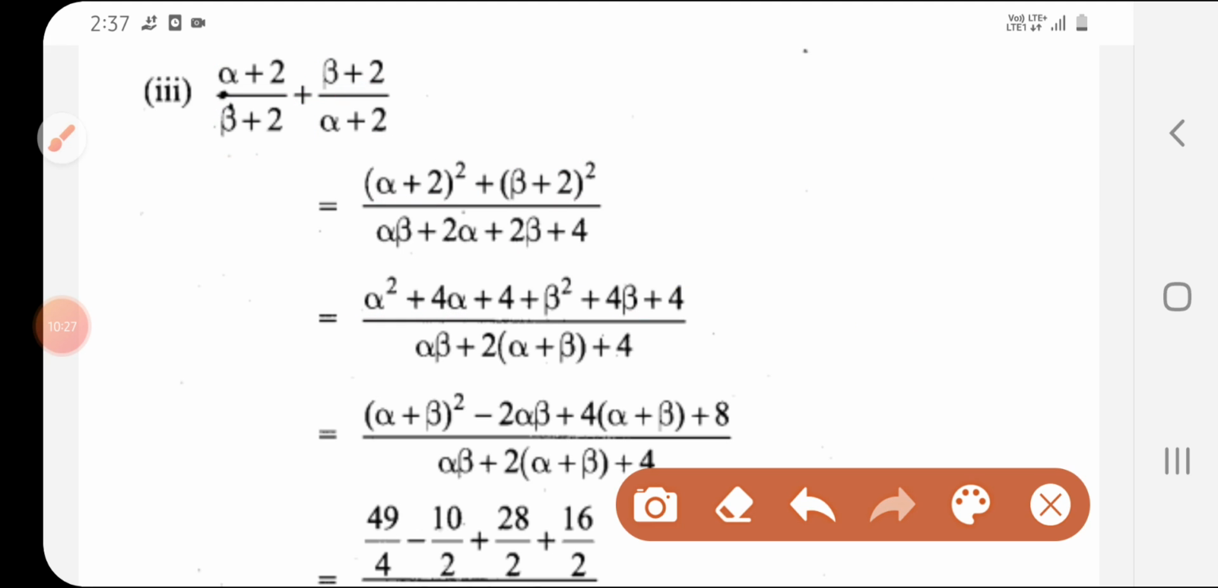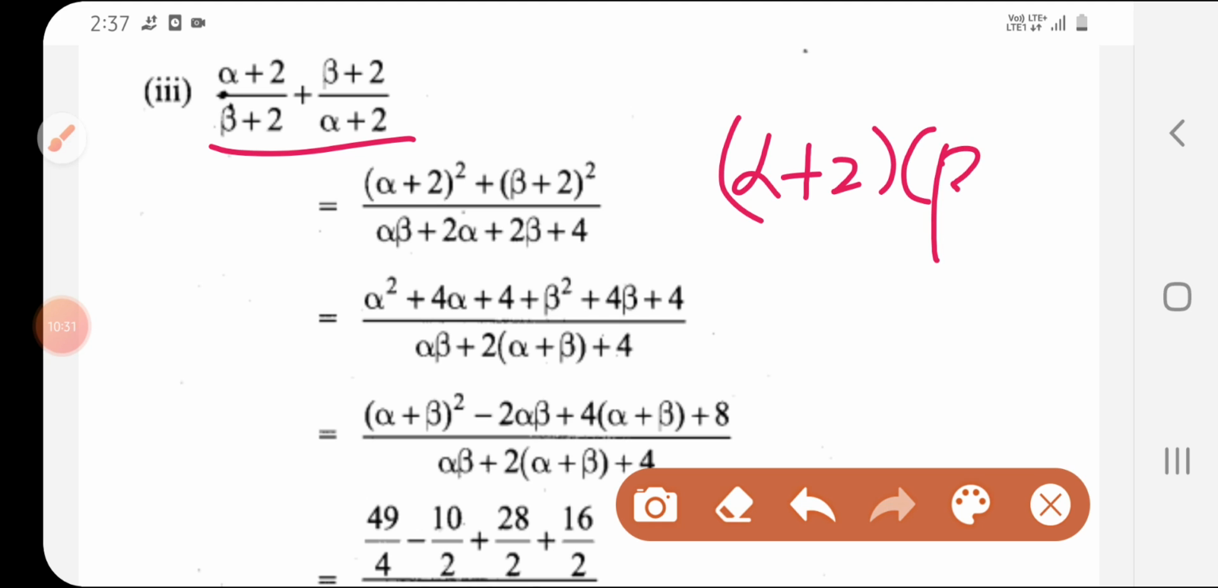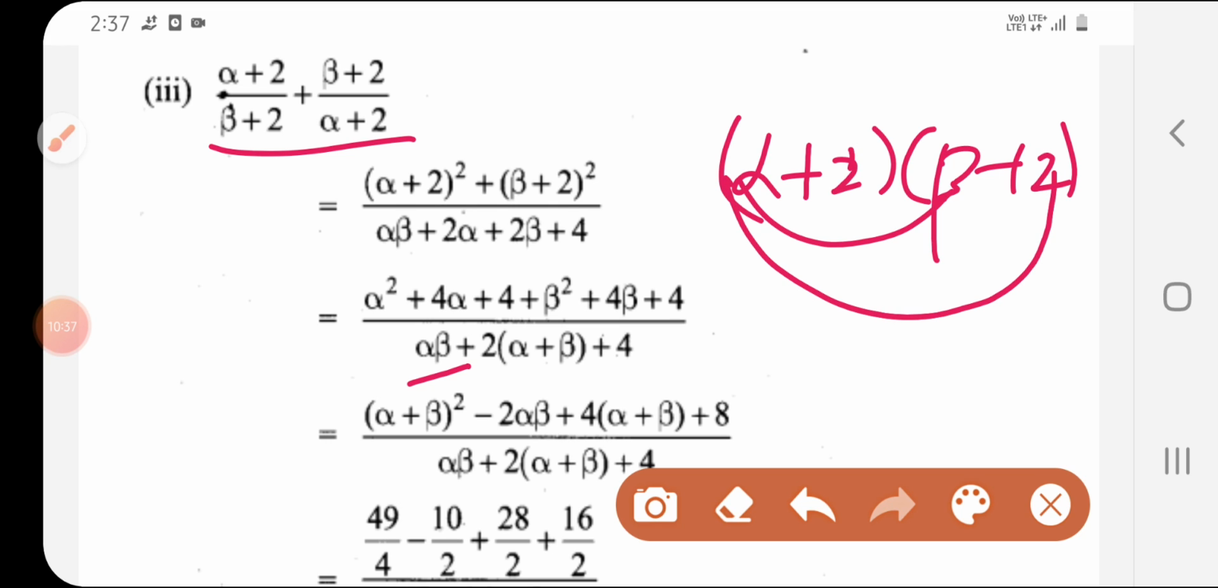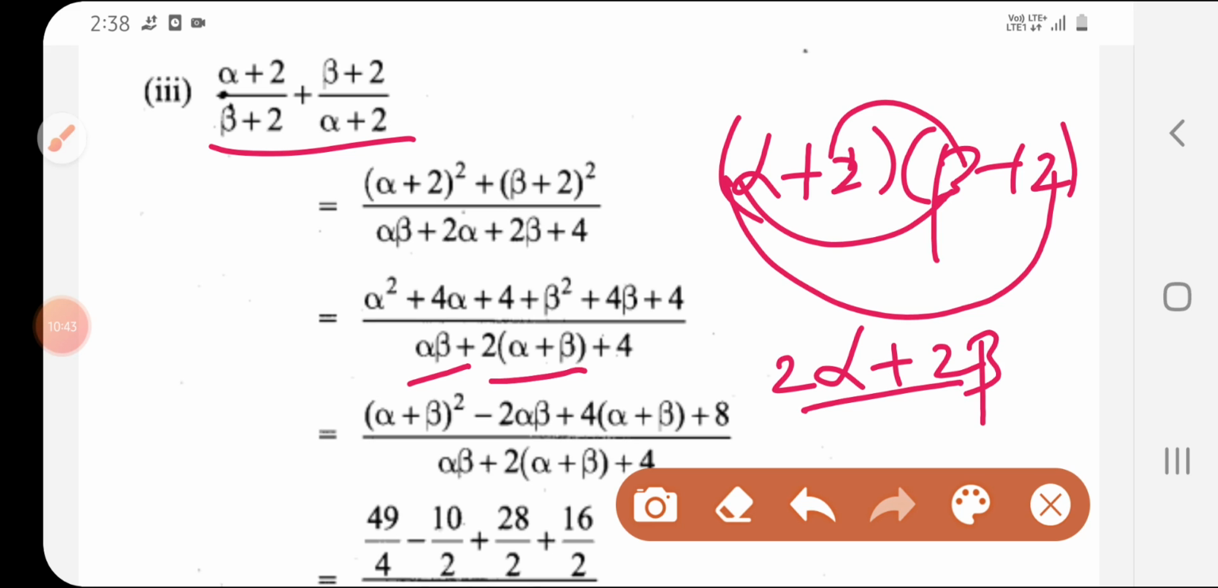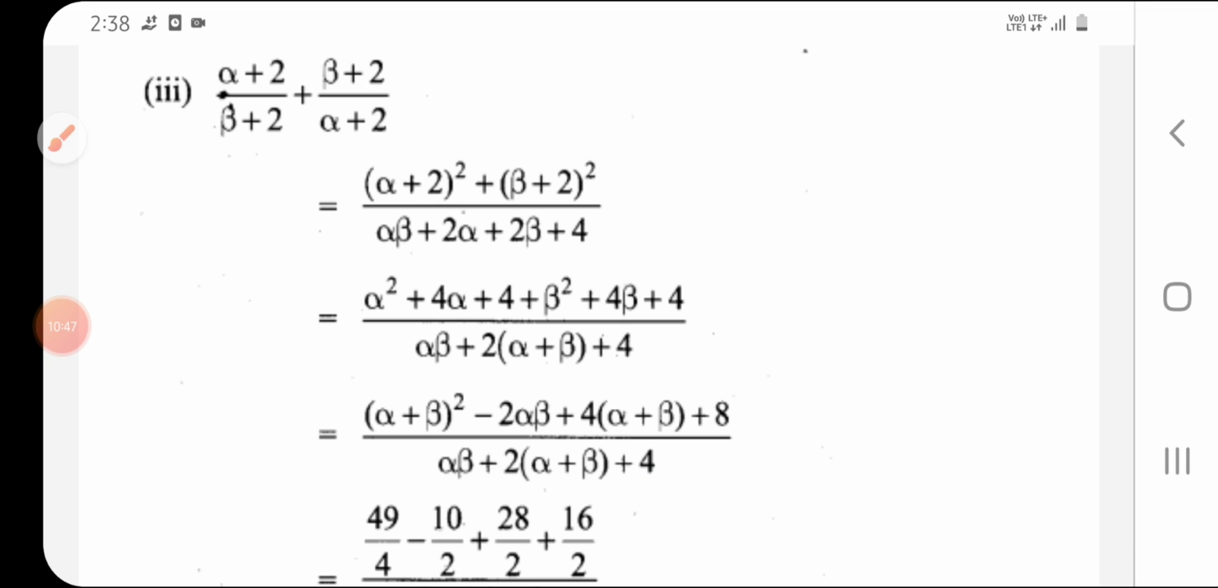Now inside we have to multiply alpha plus 2 and beta plus 2. So alpha into beta, alpha beta, 2 into alpha, 2 into beta. So 2 alpha plus 2 beta, we can take out 2 commonly, we will get 2 into (alpha plus beta). Next 2 into 2, 4. This is the expanded value.